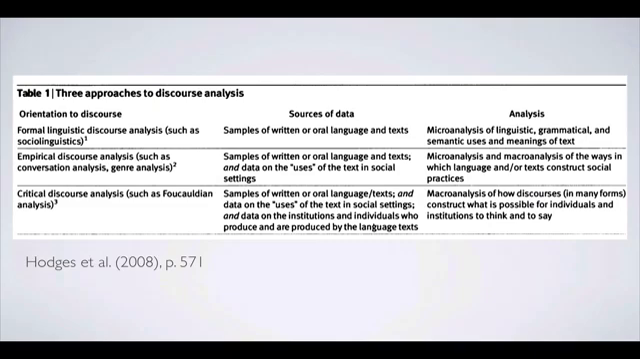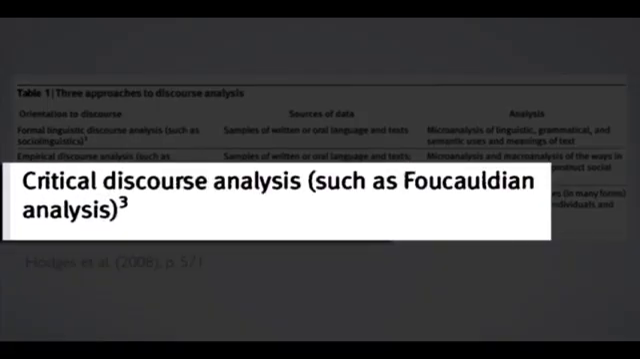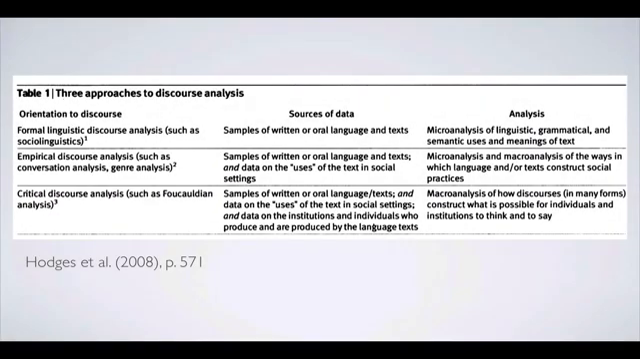And just as G points out, the third one lines up very well with the larger social practices definition of discourse, which would be critical discourse analysis. And their example is Foucauldian discourse analysis. So you'd be taking samples of written or oral language and text and data on the uses of those texts in social situations and data on the institutions and individuals who produce and are produced by the language text.